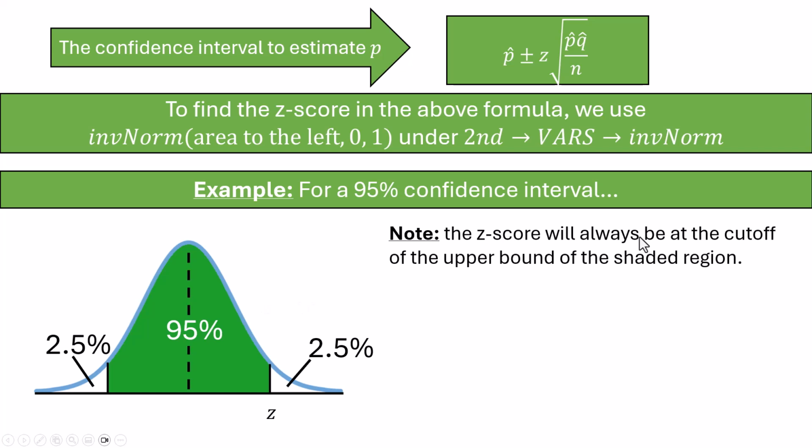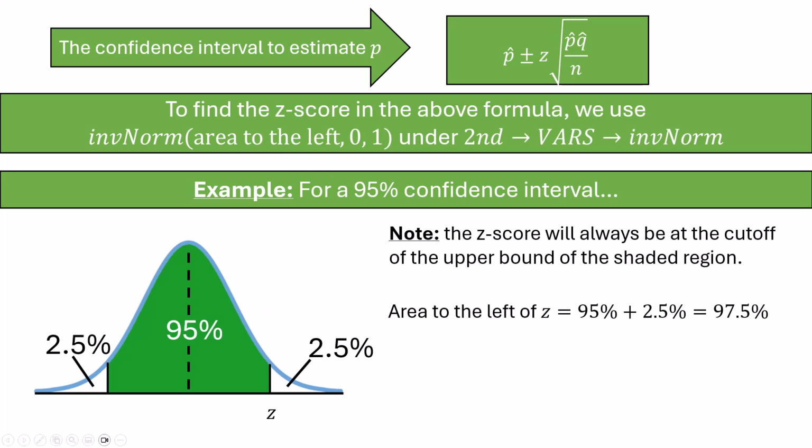Note that the z-score that we're trying to find is always the z-score on the upper bound of the shaded region. So right at the boundary of the right-hand tail here is the z-score that we're trying to find. Now we need the area to the left of that z-score. Well, the area to the left of that z-score is really 2 different areas. It's the area in the middle of 95% plus the area in the left-hand tail of 2.5%. 95% plus 2.5% is equal to 97.5%. So we need to use inverse norm with 97.5%.